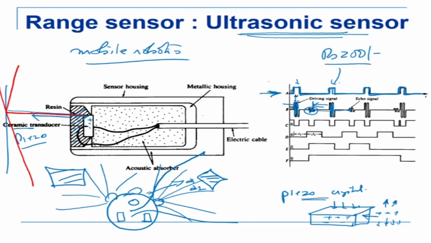So number one is the shape of the obstacle. Number two is if the rays are absorbed by the material. For example, if you have cloth, if you have wood, then these ultrasonic rays are absorbed. So if the ray doesn't come back, then obviously there is no signal. So it doesn't know how far the object is.